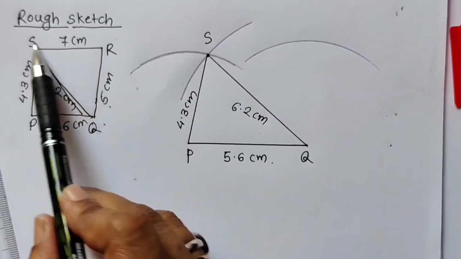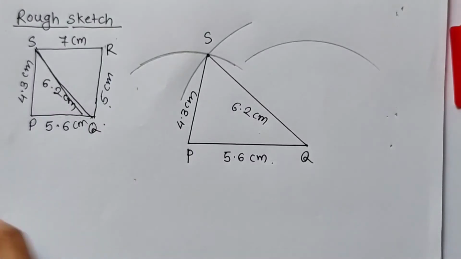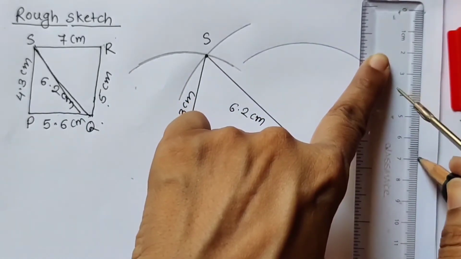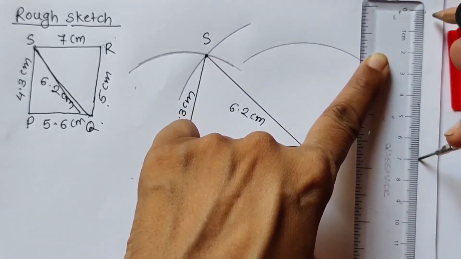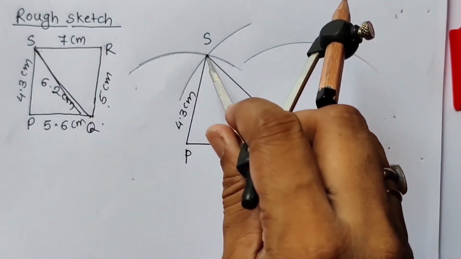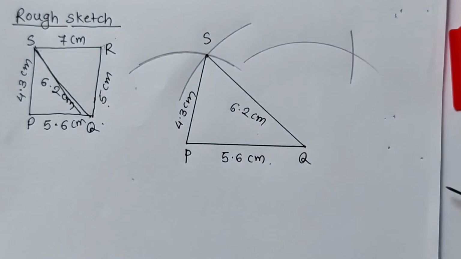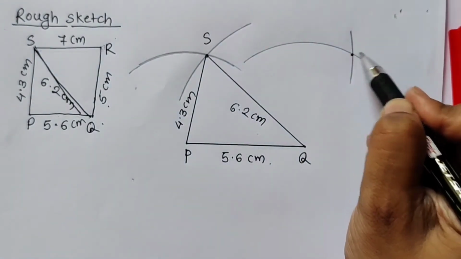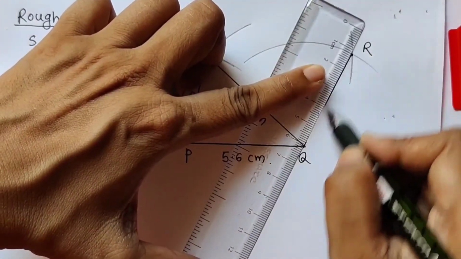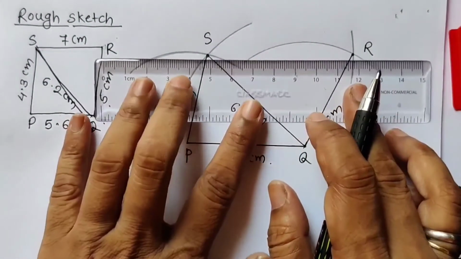How to fix it? SR is 7 centimeters. So from S we will draw the arc at 7 centimeters. Take 7 centimeter distance in your compass from 0 to 7, and SR is 7. From S we will draw this arc which intersects the previous arc, and in this way you can fix the position of point R here, and then draw the lines which join Q and R. This is QR. QR is 5 and SR is 7.